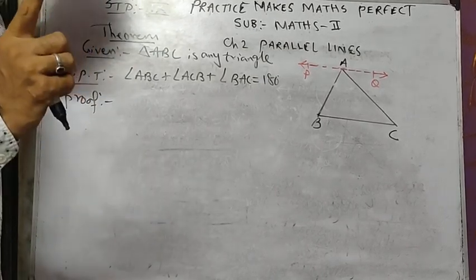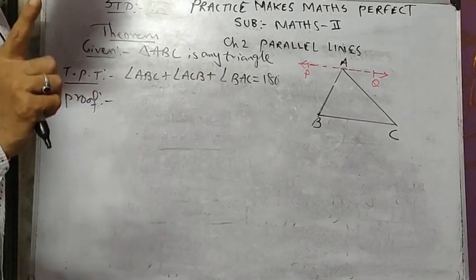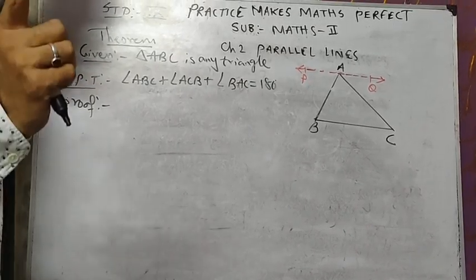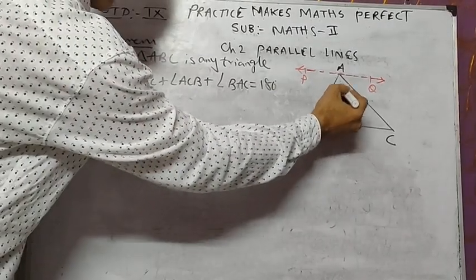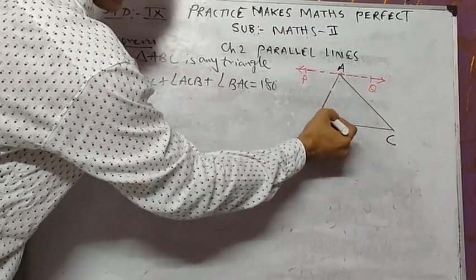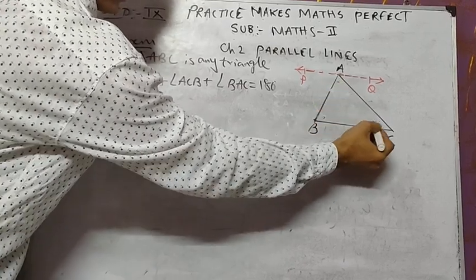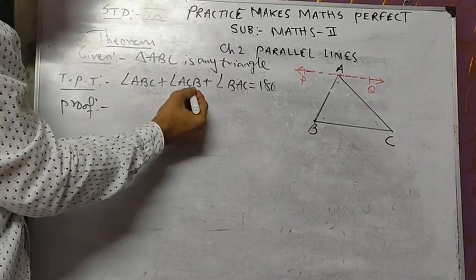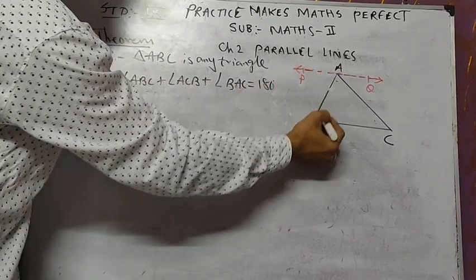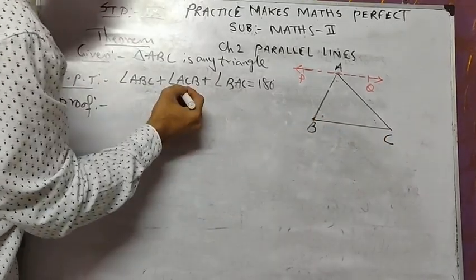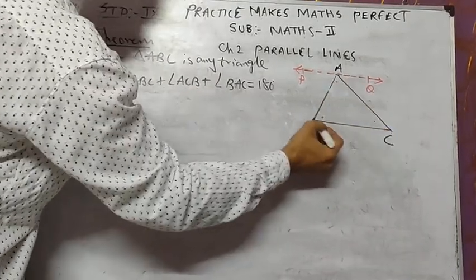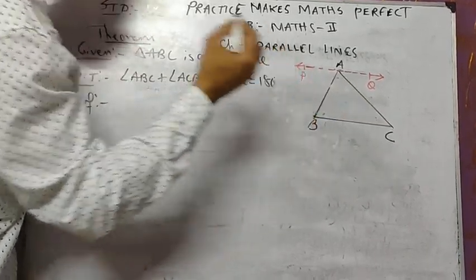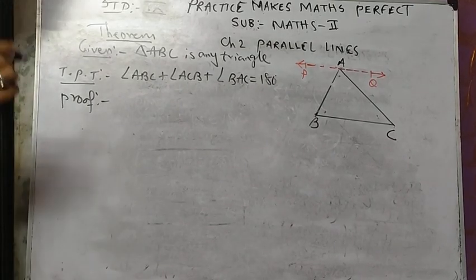The theorem is: the sum of the measures of all the angles of a triangle is 180 degree. All of you know very well, the sum of the measures of all the angles of a triangle means all 3 angles. If you add them, you will get 180 degree. Angle ABC, this angle, plus angle ACB, this angle, plus angle BAC, this angle, is equal to 180 degree.